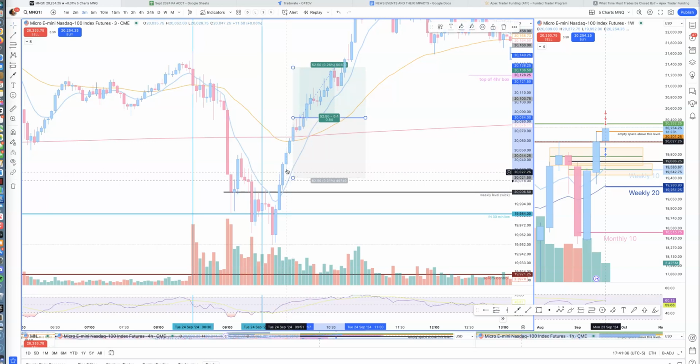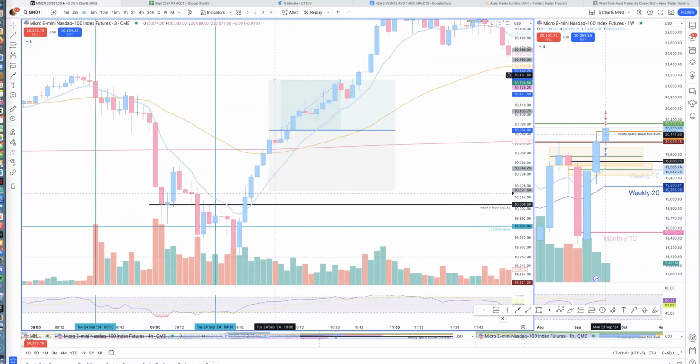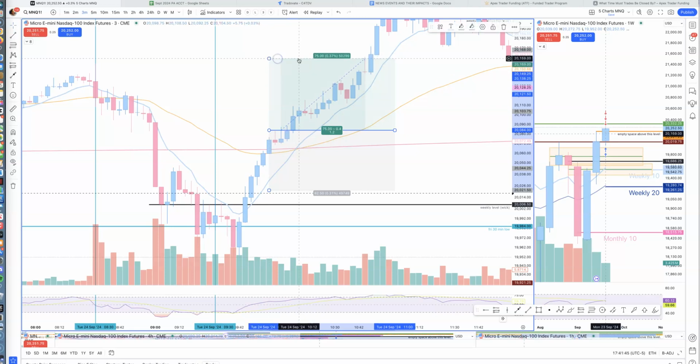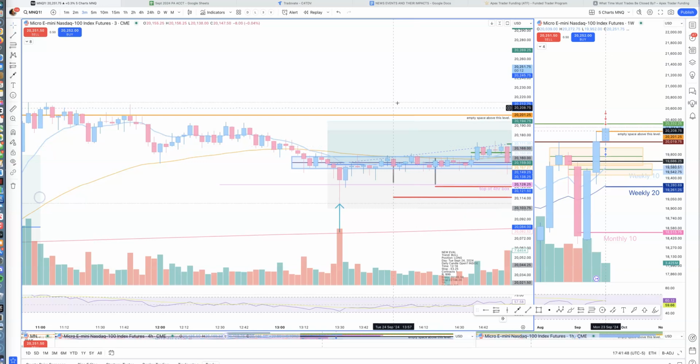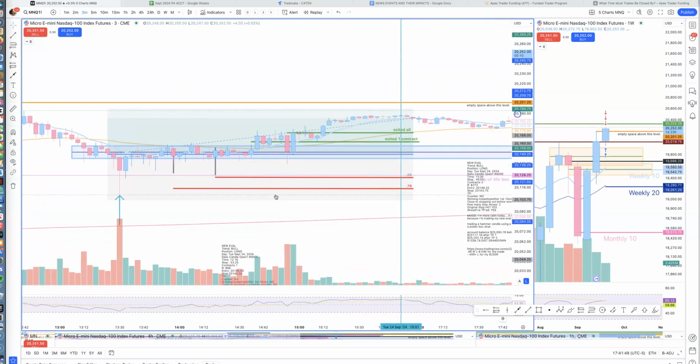I would have put my stop below the low of this wick here. Hopefully you could see. And I would have tried to leave a runner. But anyways, that's not the point. Let's go to the trade I did take.